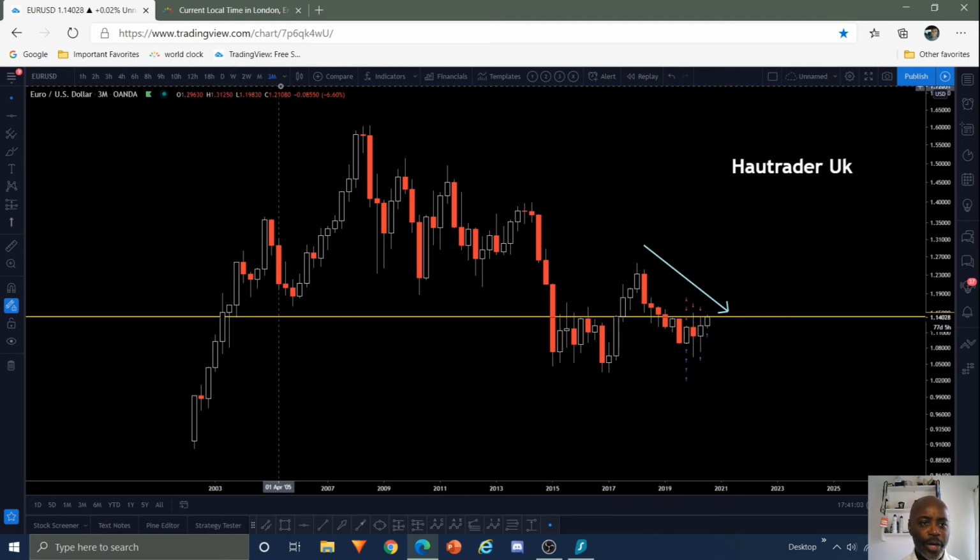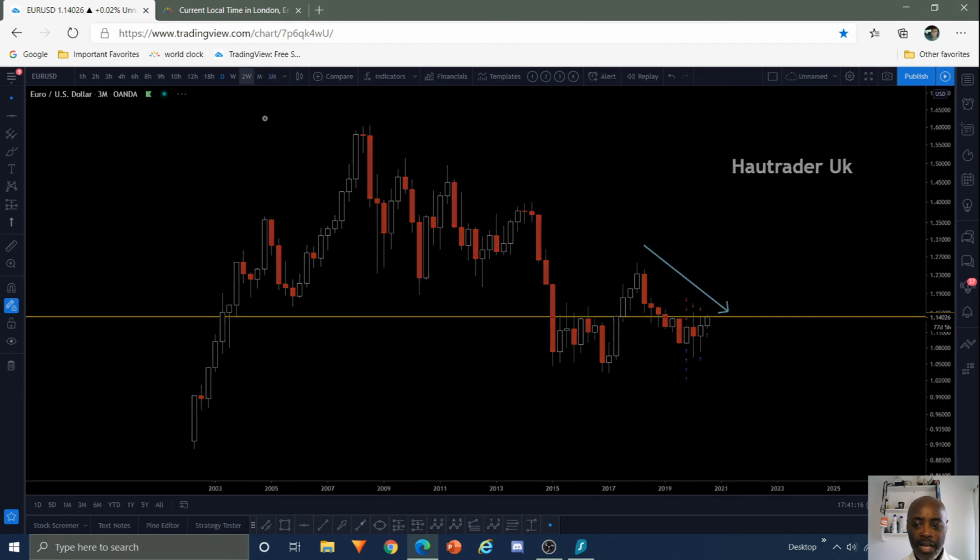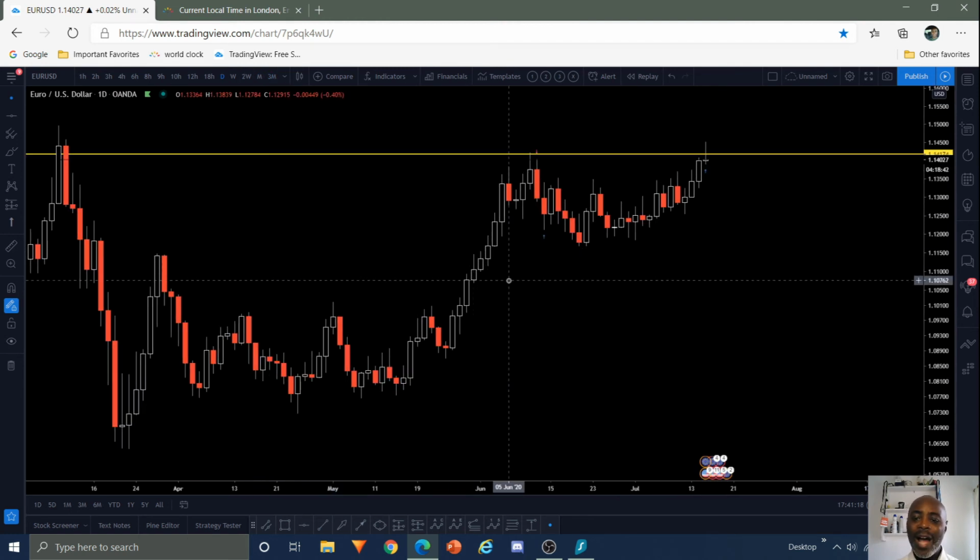If you can see my arrow here, we're here on the 3 monthly chart, and I just want to talk you over what actually happened. So this yellow line here was a level of resistance that we already highlighted. Okay, let me go down to the daily chart. I want to talk about what happened first before we go into what could happen.